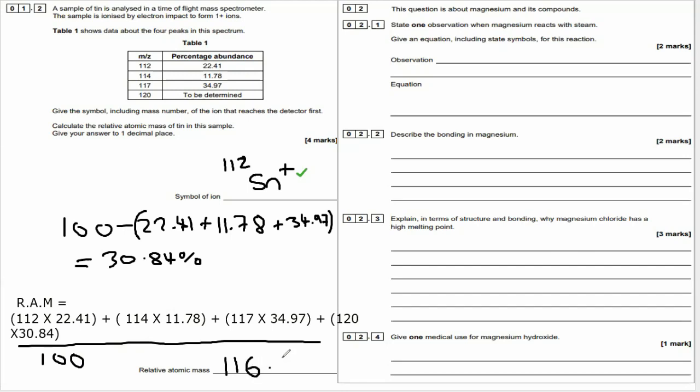Now let's look at question 2. This question is about magnesium and its compounds. State 1 observation when magnesium reacts with steam. Give an equation including the state symbols for this reaction.